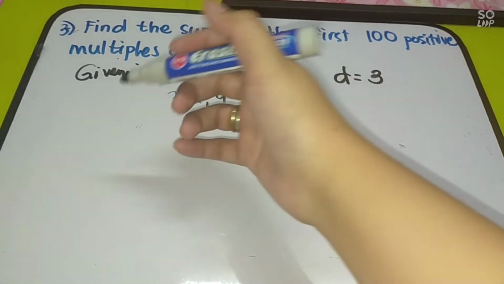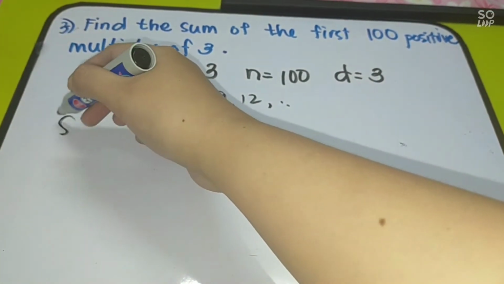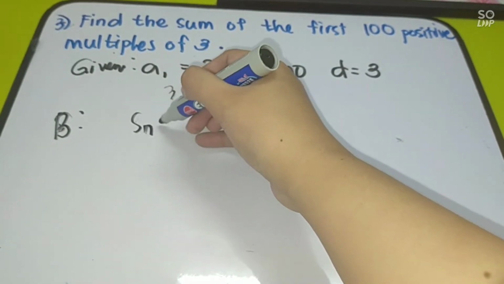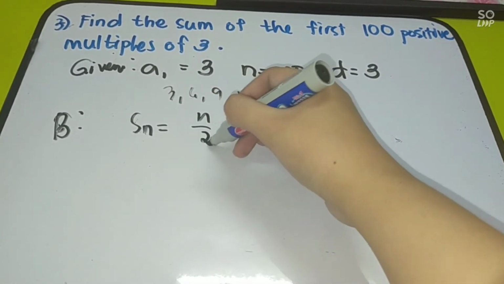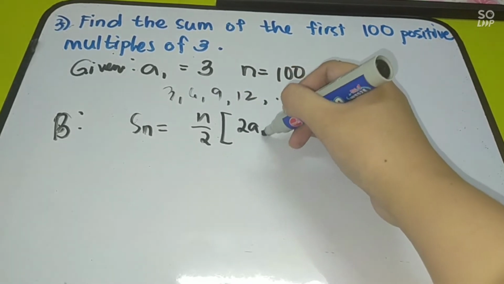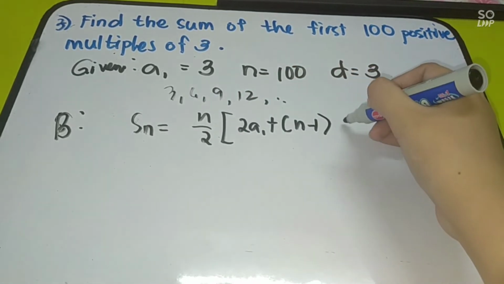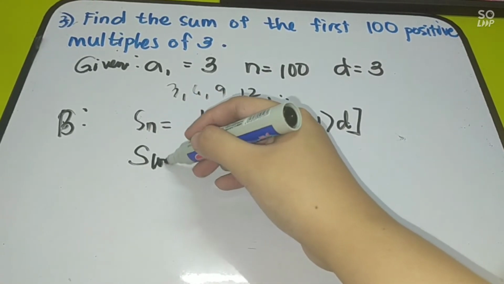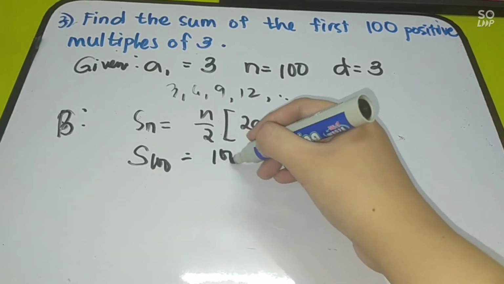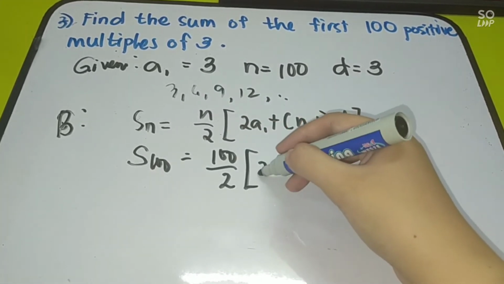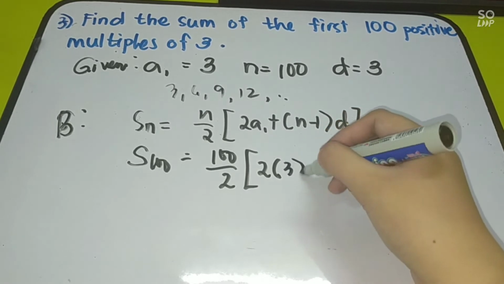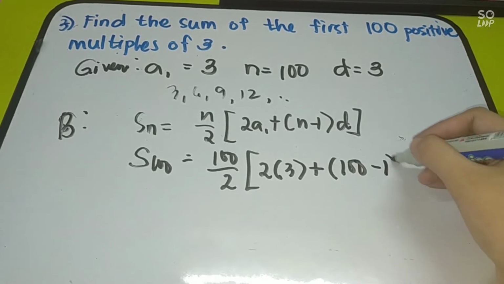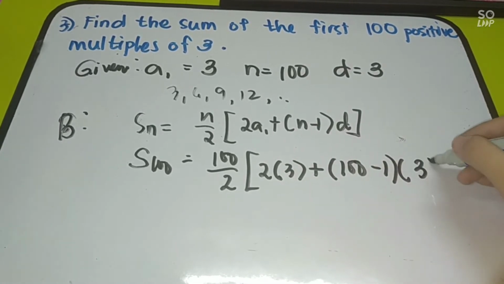Okay? So, we are going to use situation B. So, letter B, formula tayo. So, your formula is S sub n is equal to n over 2 multiplied by 2a sub 1 plus quantity n minus 1 multiplied by d. Here. So, we have here S sub, how many terms? We have here 100. And then, 100 divided by 2. Then, 2 times. What's the first term? We have here 3. Plus, quantity, how many terms ulit? We have here 100 minus 1. Then, your common difference, we have here 3.